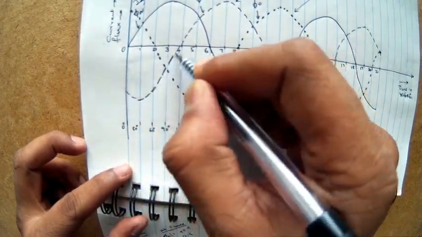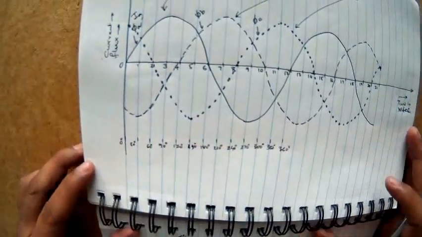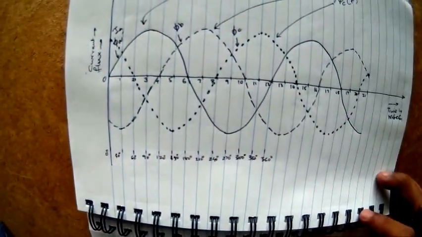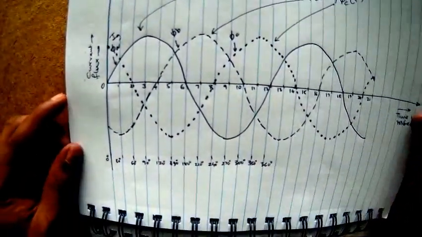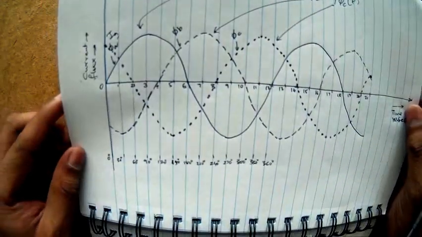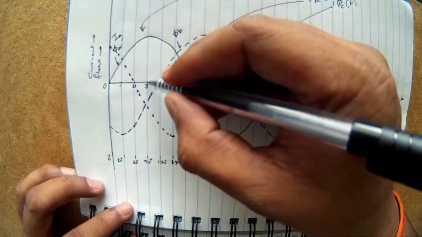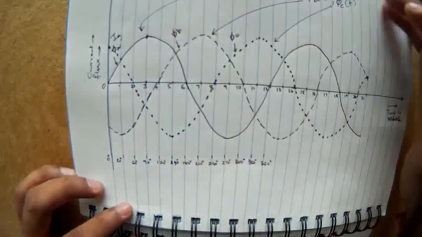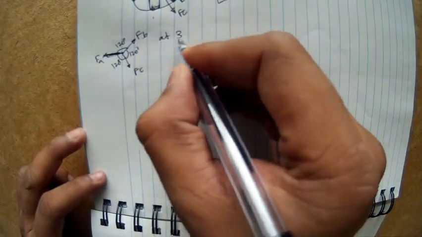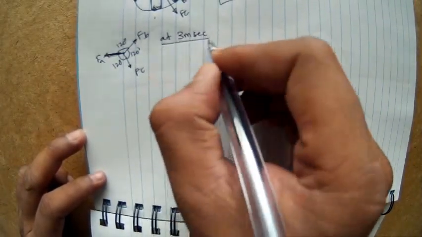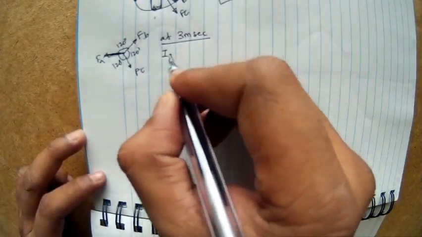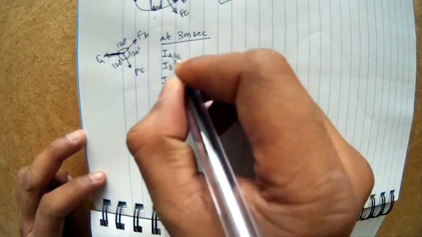Okay, so now I have the complete three-phase fluxes. Now let's look at I'll choose different times and then we'll see. I want to choose every 3 milliseconds. So let's take at 3 milliseconds what is the situation. At 3 milliseconds, what is IA, IB and IC?